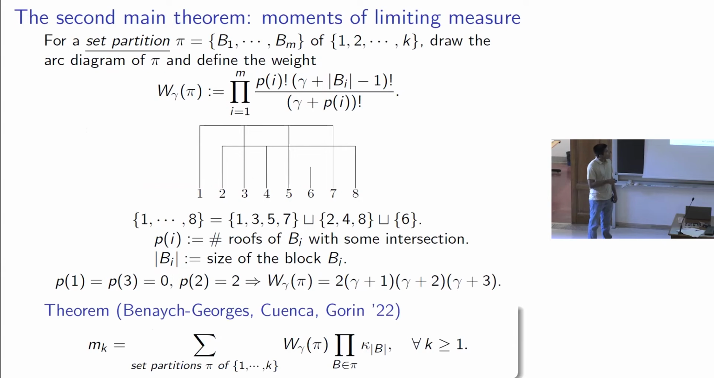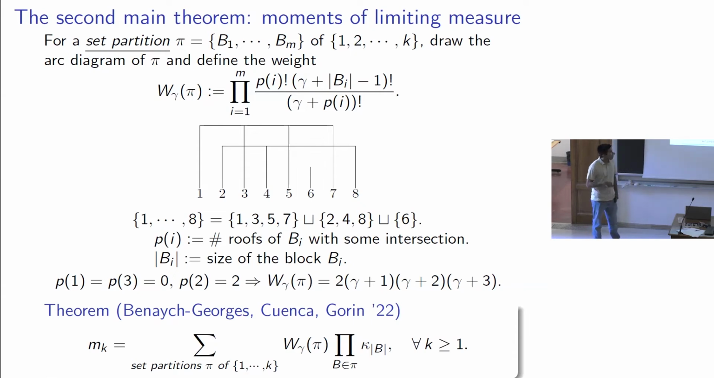And if kappa 2 is equal to 1 and all the rest of the kappas are 0, this formula degenerates to the formula that I gave initially for perfect matchings, right? Makes sense, because if only kappa 2 is non-zero, then the only set partitions that count are the ones that have blocks of size 2 exclusively, okay?